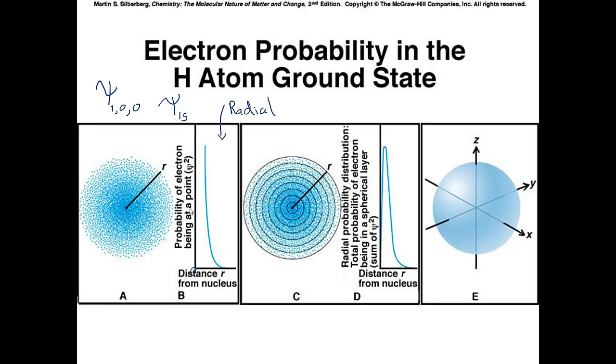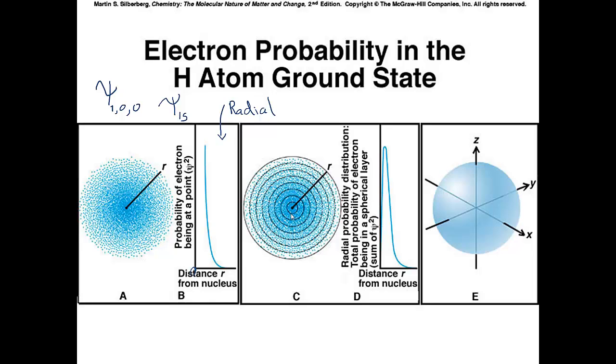So the next kind of plot that we can look at is called a radial distribution plot. So it's the radial probability distribution, the total probability of an electron being in a spherical layer. What does that mean? All right, so let's imagine that we take our whole atom and we're going to break it up into these little spherical shells. So these are like skins on an onion, okay?